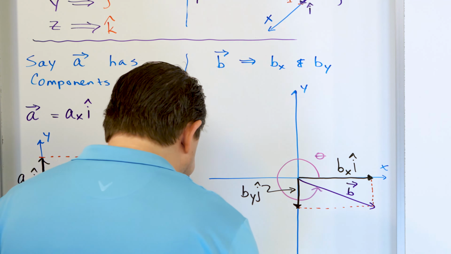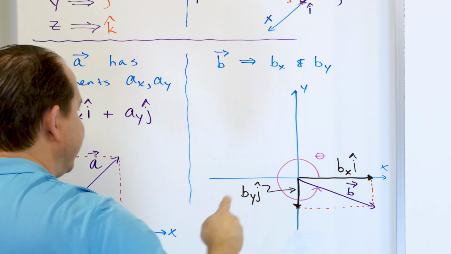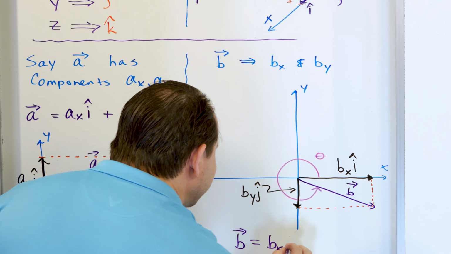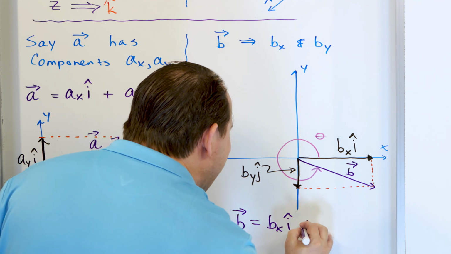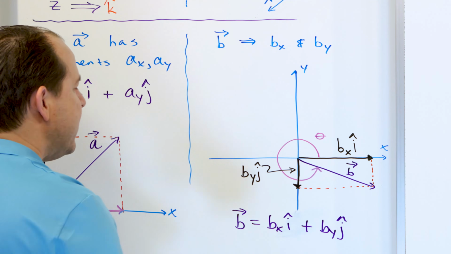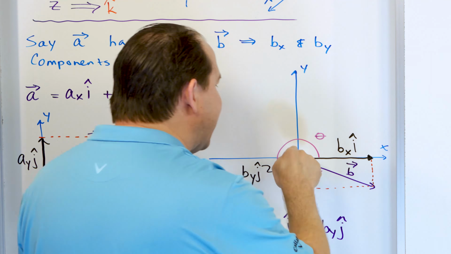And then we say, right, let me get rid of this. Then we say that the vector b as a vector is equal to b sub x in the I direction, but then added to that b sub y in the j direction. This is how we write a vector down. They have to be added together. What you're doing is you're adding the x component vector and the y component vector.